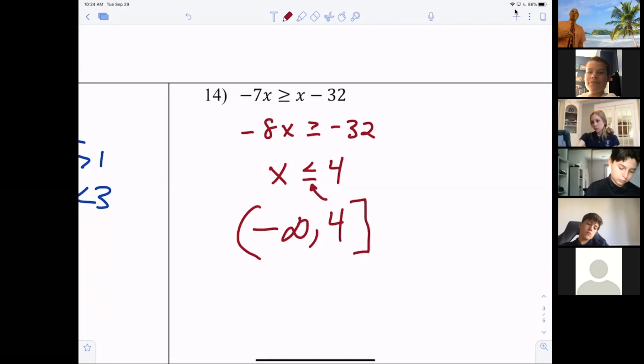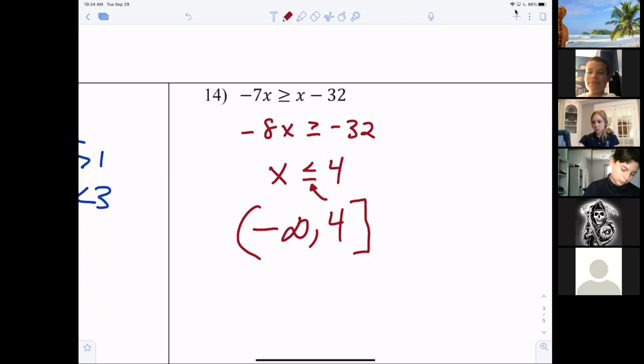Hopefully you guys are catching on now. Anybody have any questions? Sometimes I tell kids, if you're ever having trouble, just go back to the number line, and then put the number line on the interval, or put the interval on the number line, whatever you want to look at. Any questions with that? All right. Let's knock out 16.